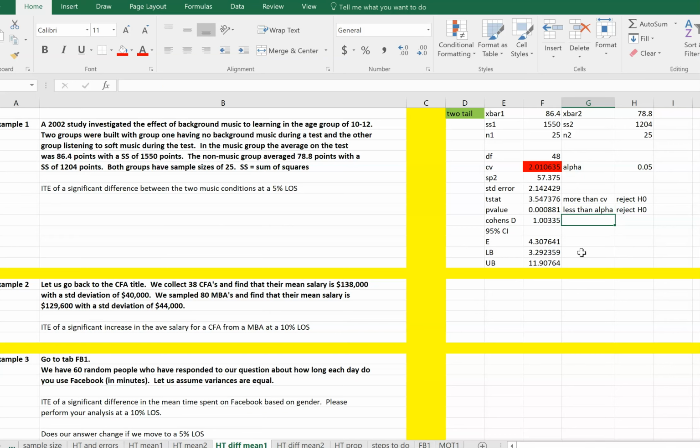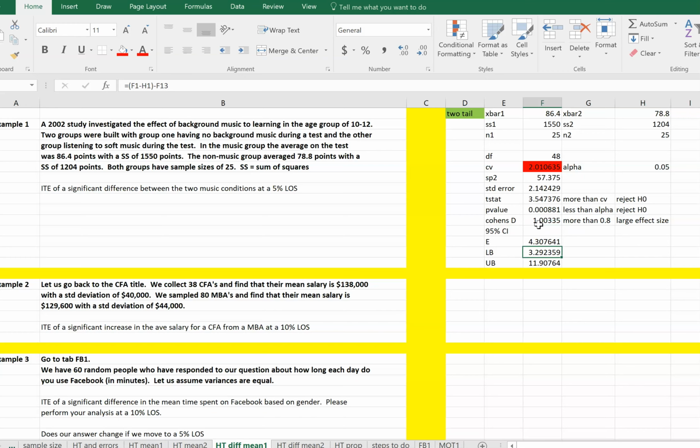Cohen's D. What is Cohen's D? Is it more than 0.8? Then we have a large effect size. See, all of these will be reported in your final answer. Every stinking one of these. You'll report my t-statistic is 3.55. That t-statistic has a p-value of 0.0881%. The Cohen's D is 1, which means we have a large effect size.